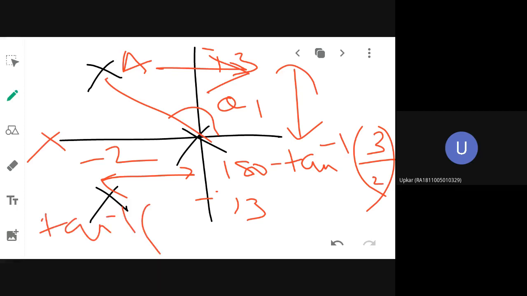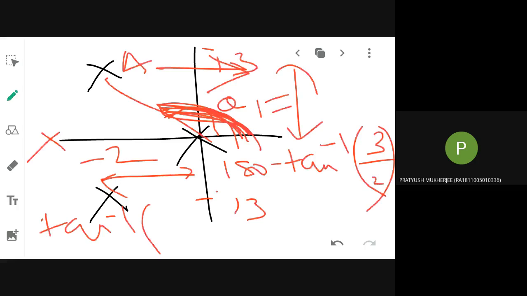Or otherwise, if you have a compass, you measure the angle. That's all. This is an easy method. If you have a compass, you can measure this angle and substitute. You understood or not? Yes, ma'am. What formula will you use? 180 minus tan inverse.